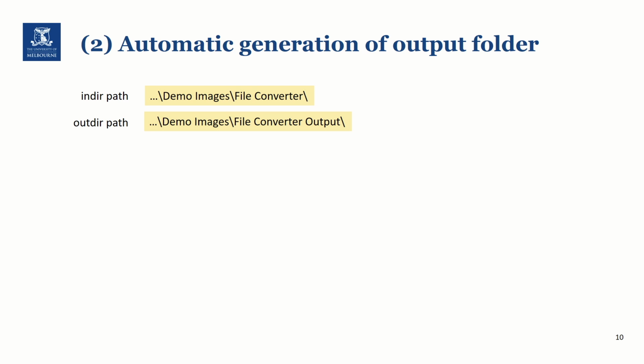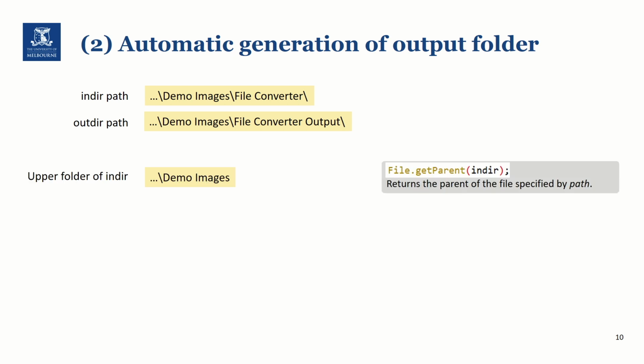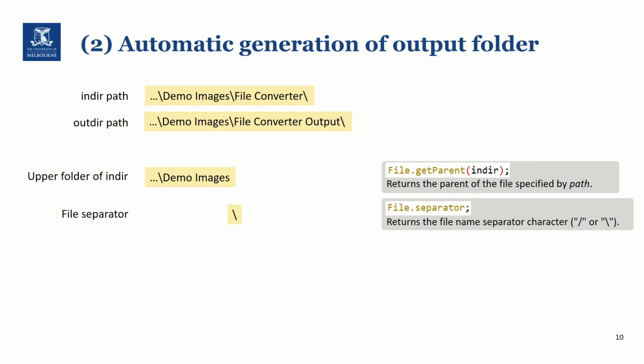So how can we make this outdir path from the indir path? We can do it with a few different functions. The first function we can use is the file.getParent function. This function will return the parent of the file, which is specified by the path inside this bracket. Essentially, this will give us the full path of the upper folder of indir, which is up to the demo images. The caveat of this function is that it will give us the string without the / at the end. So we have to add a / by ourselves.